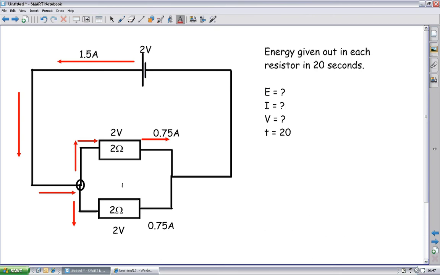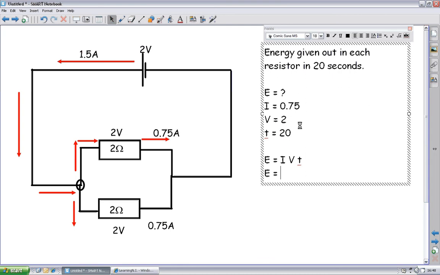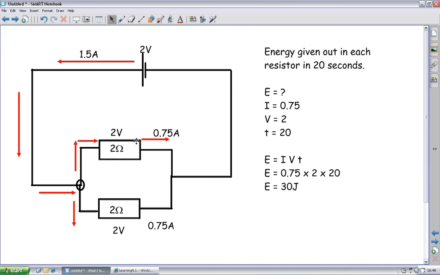And remember, this was our rule, that the voltage on any 2 parallel branches is exactly the same. So we've got 2 volts and we've got 0.75 amps. So we can update our information here. We know that that's 0.75 amps now. We know that the voltage is 2 volts. We're happy that they're all the correct unit. So we just pop it into E equals IVT. So E is equal to 0.75 multiplied by 2 multiplied by 20. Okay, so E is equal to 30 joules. So 30 joules used in this resistor, 30 joules used in this resistor.